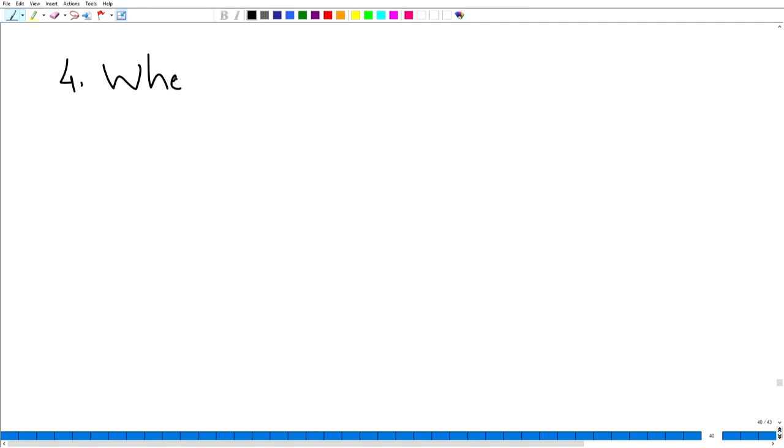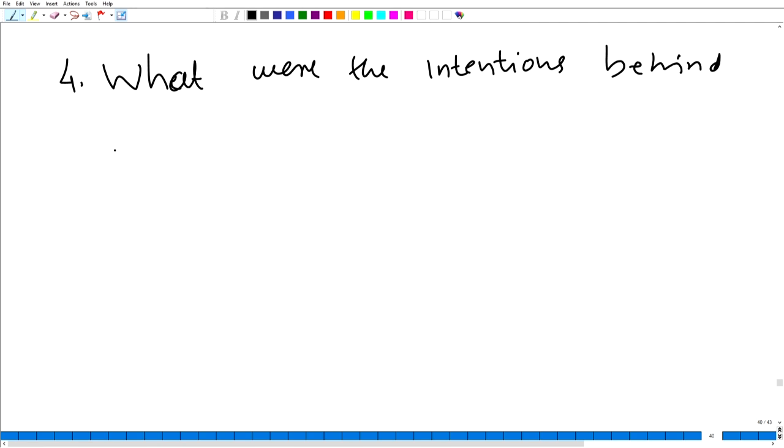Fourth question, what were the intentions behind the passage of the Government of India Act?